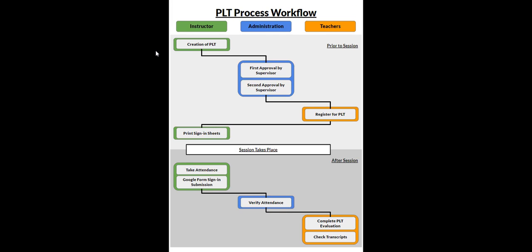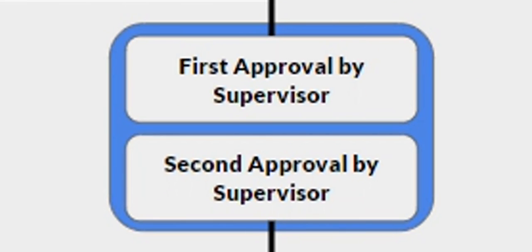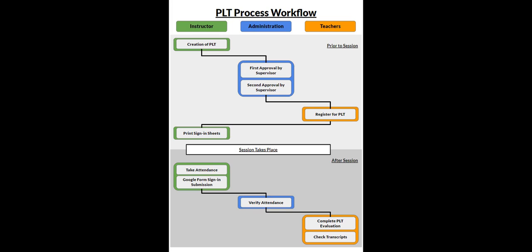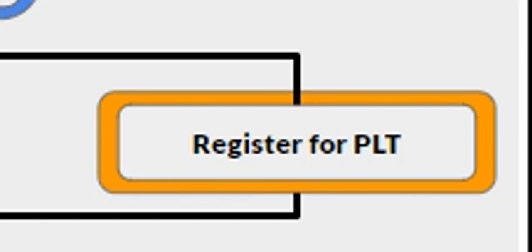And when they submit it, it will go to a supervisor or building principal for approval. Once that supervisor or building principal has approved it, it will then go to either the assistant superintendent of elementary, the assistant superintendent of secondary, or the director of pupil services for second and final approval. Once it has been approved by both members, the instructor will receive an email notification that the course has been approved, and it is now available in the catalog for teachers to register for.